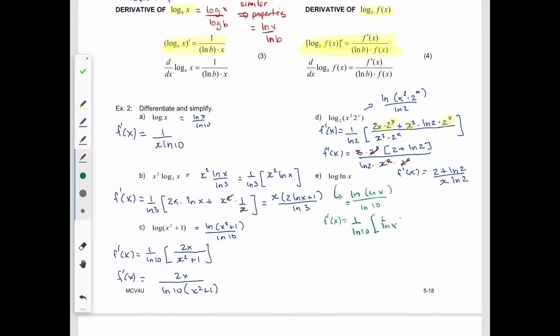Times the derivative of the ln of x, which is 1 over x, and that's going to be all over ln of 10, which I already have taken out. If we try and simplify that, there's not very much we can do there. So basically, on the numerator, we're just going to have a 1. On the denominator, it's going to be kind of tricky, right? I'm going to put the ln of 10 first, times x, times the ln of x. And that should be our final answer.